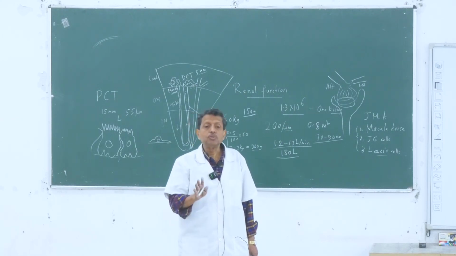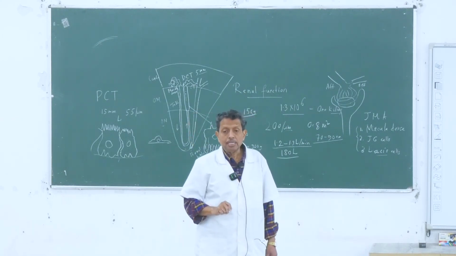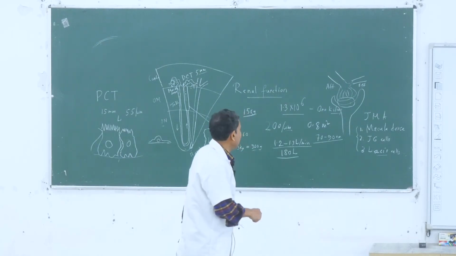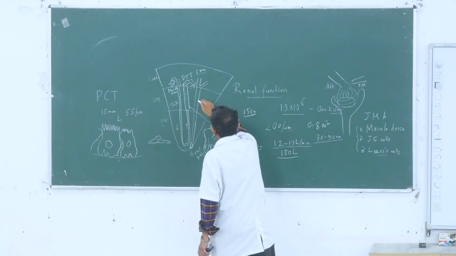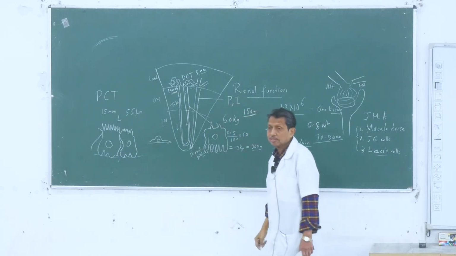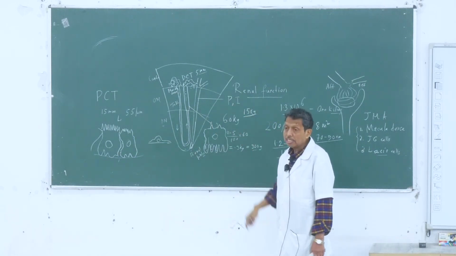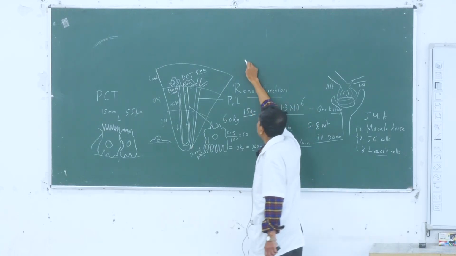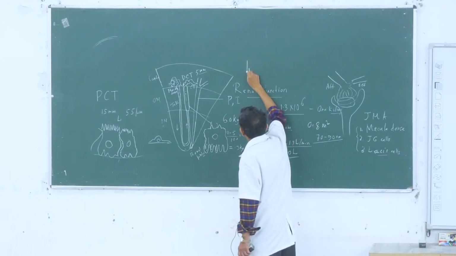In the collecting tubules there are two types of cells, principal cells, or P cells, and intercalated cells. P cells are relatively tall.